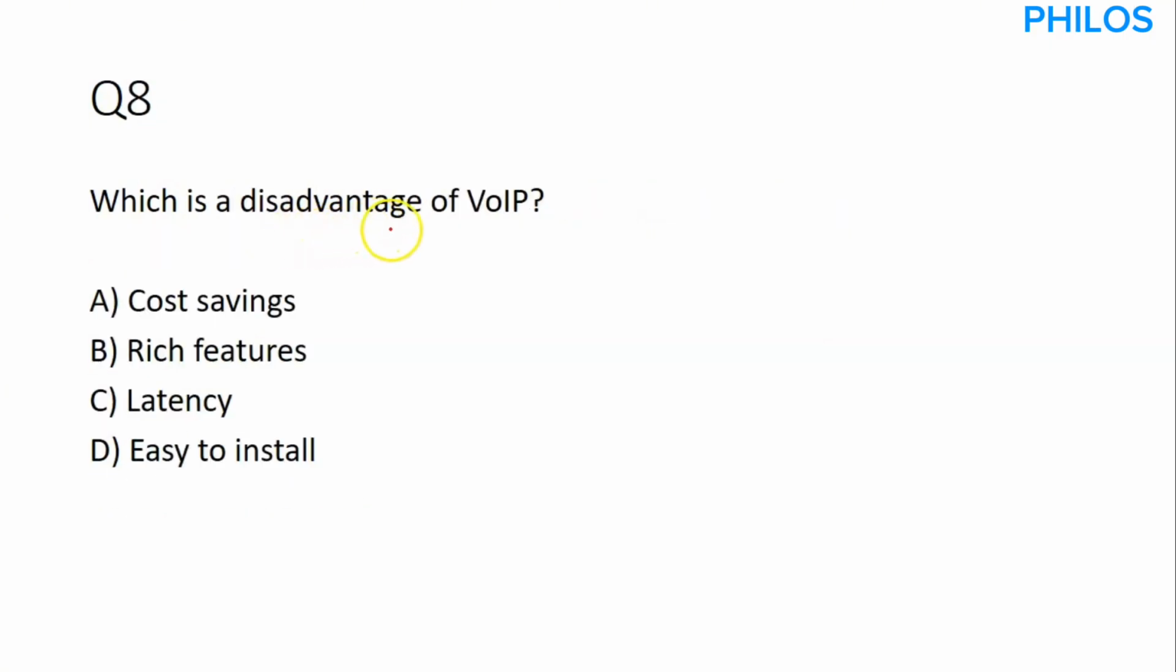Which is a disadvantage of VoIP? Now, VoIP stands for Voice over Internet Protocol. Okay, so which of these is a disadvantage of it? The correct answer to this is option C, latency. The higher the latency, the more delay in communication. Okay. And it relies on internet connectivity. Okay. So let's proceed to the next question.